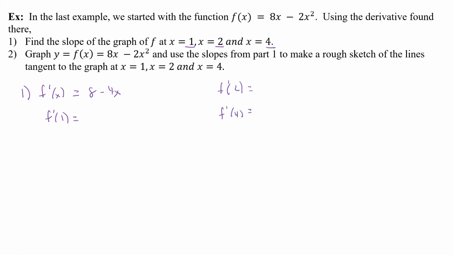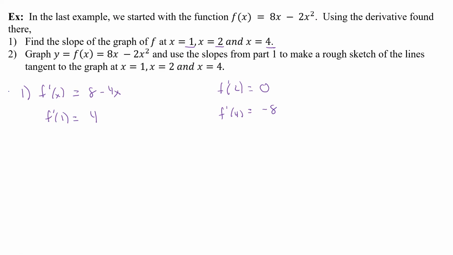Well, if we plug in 1 here, that's going to be 8 minus 4, which is going to be 4. If we plug in 2 here, that's going to be 8 minus 8, which is 0. And if we plug in 4 here, it's going to be 8 minus 16. So that's going to give us a minus 8. So those are the slopes of the graphs at the points 1, 2, and 4.